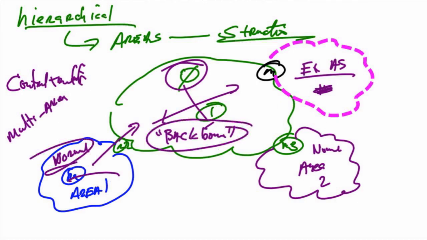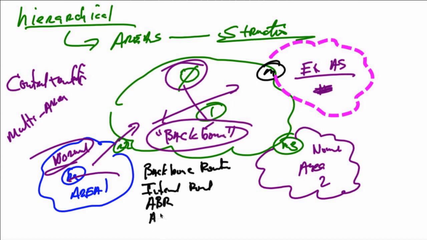Now, when we start looking at this, it's important for us to understand that our system is going to have role-based behaviors. Again, Cisco's really big about role-based behaviors. We have different roles that we can assume. The first role is a backbone router. The next one is an internal router. Then I'm going to have area border routers and autonomous system boundary routers.